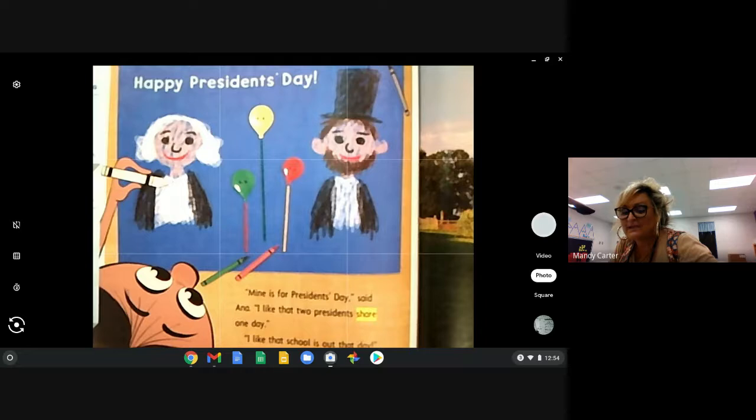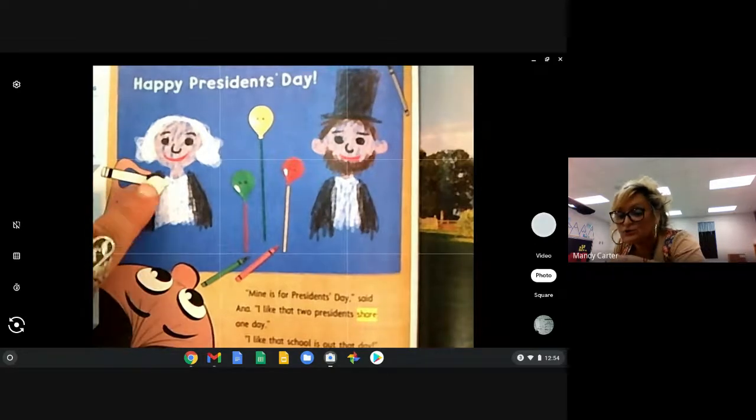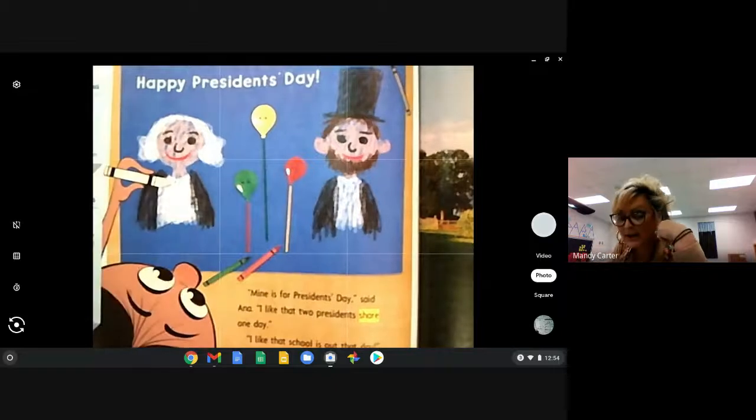What does Anna mean when she says two presidents share one day? Yeah, on President's Day, we remember two presidents, George Washington and Abraham Lincoln.